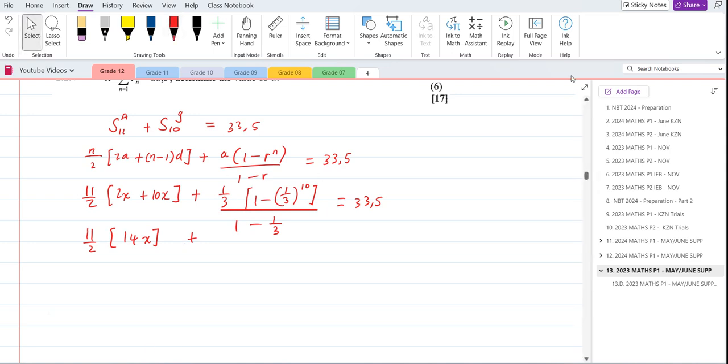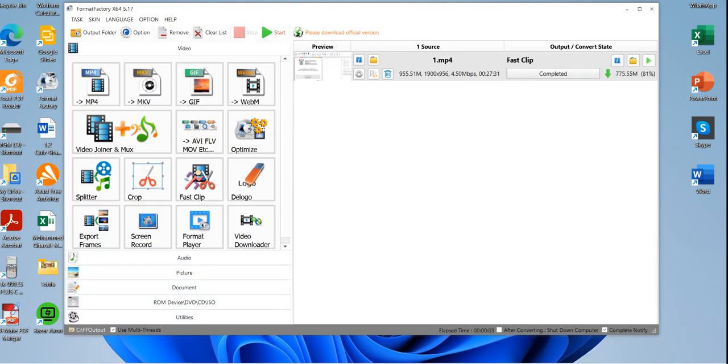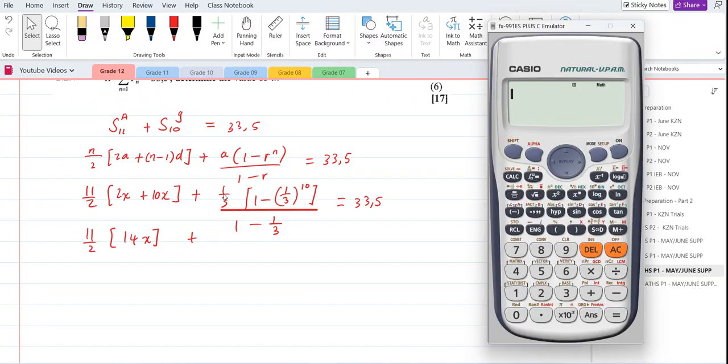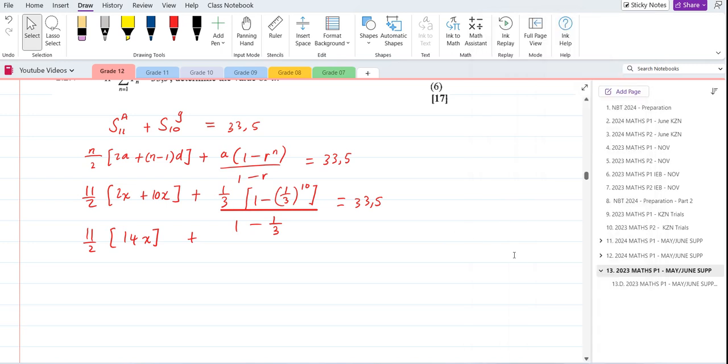To work out the value of this entire thing, let's pop my calculator. So we've got 1 over 3 into 1 minus 1 over 3, close bracket, to the power 10, and close bracket. So I'm getting 0.49999, so obviously I'm getting 0.5 here, is equal to 33.5. Now 33.5 minus 0.5 is 33. We have 33 on the right side.